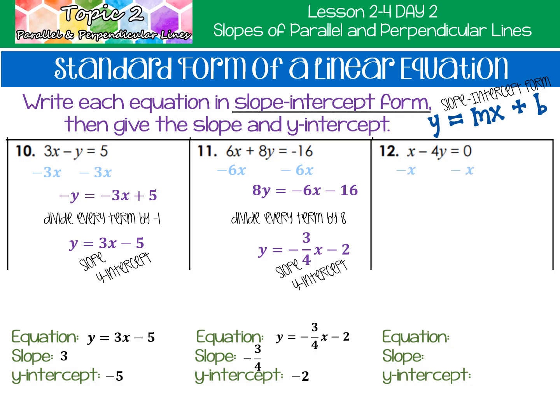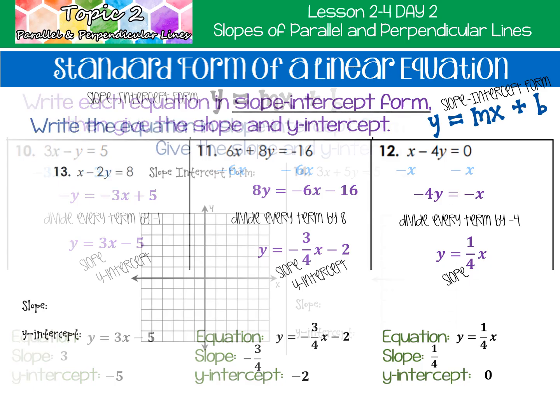There's our equation. Slope negative 3/4, y-intercept negative 2. Get the y alone, subtract the x on both sides. You have negative 4y equals negative x. Please don't put plus 0. We need to divide everything by negative 4. y equals positive 1/4 x. So that's our equation. Slope is 1/4, and the y-intercept is at 0. That's going to be at the origin.